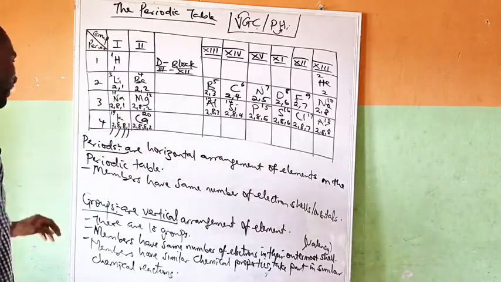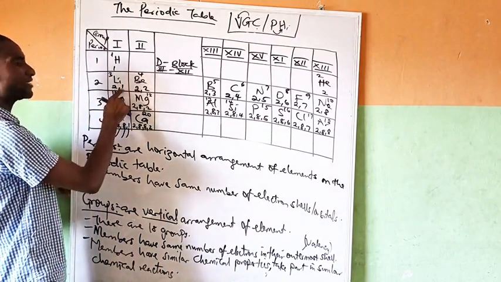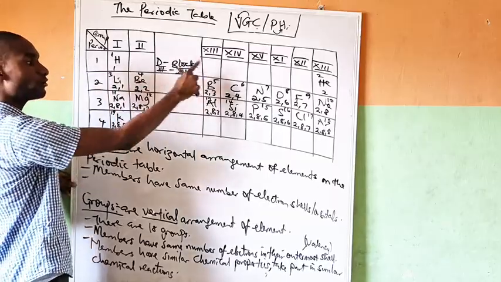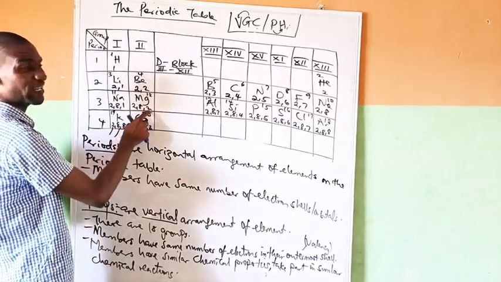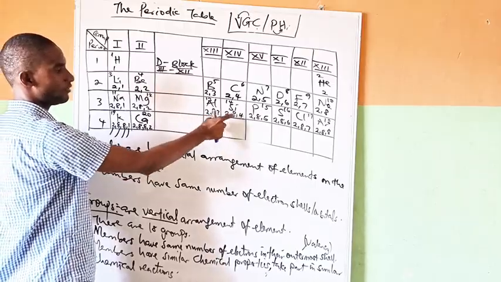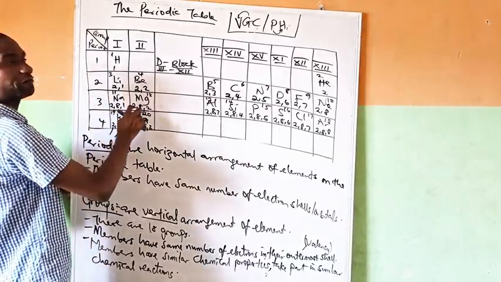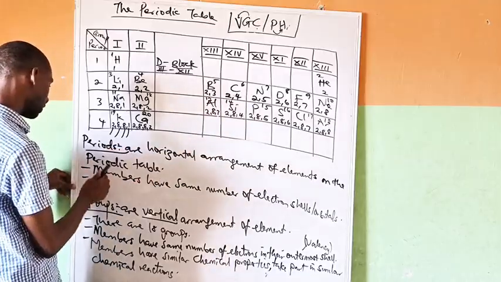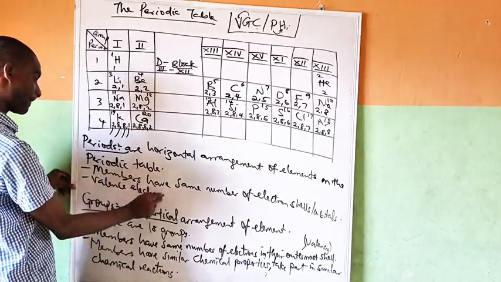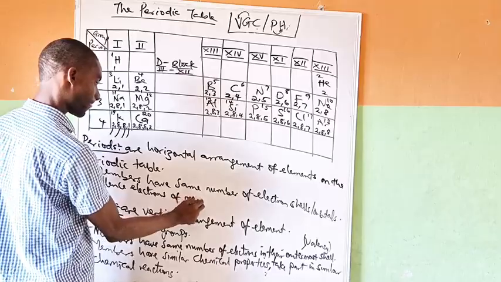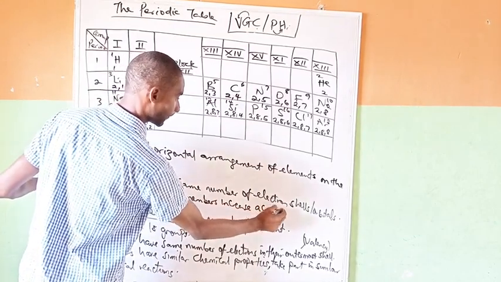What else? If you look at the valence number of electrons here, it is 1, 2. If you come here, 3, 4, 5, 6. Valence means in the outermost shell. So their valence electrons increase across the period. Valence electrons of members increase across the period.